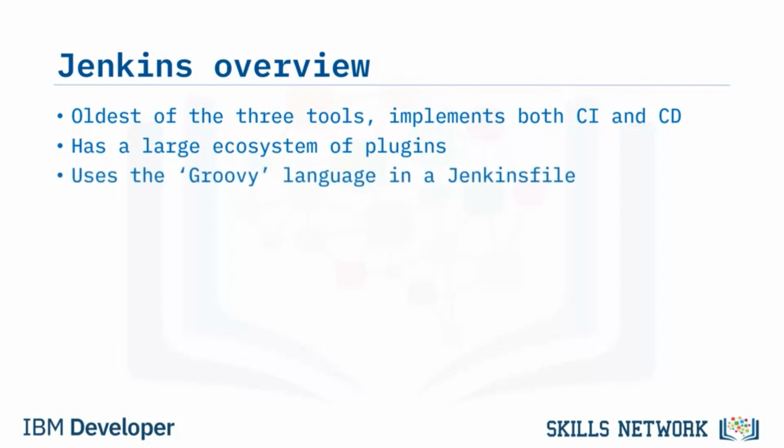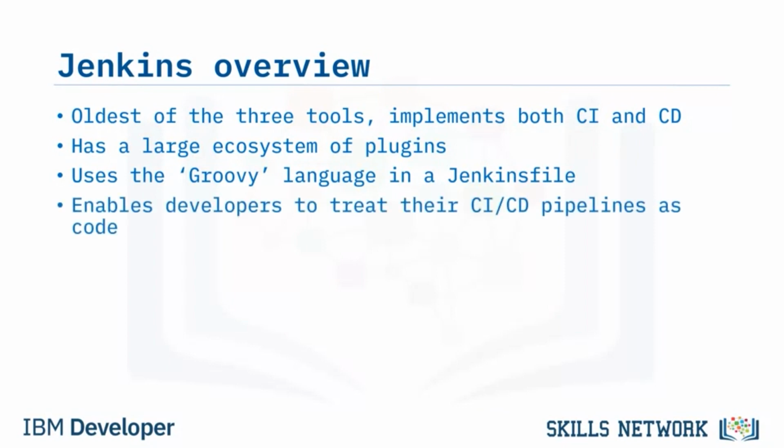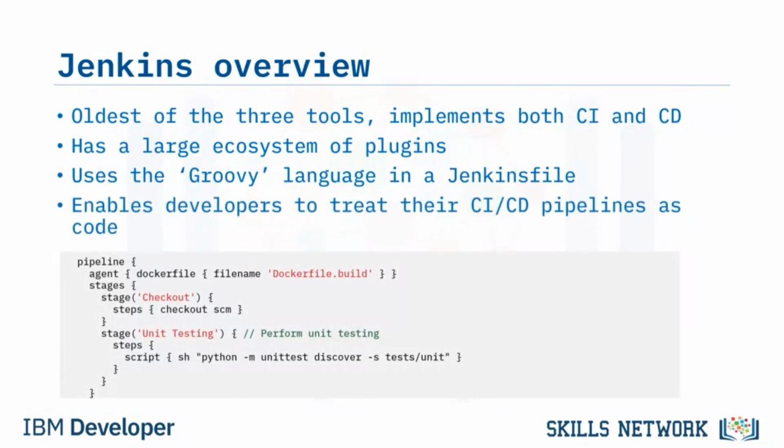It describes a CI pipeline using the Groovy language in a Jenkins file. This requires users to understand a bit of Groovy to use it. The Jenkins file enables developers to treat their CI/CD pipelines as code, as you can see in this short example. It describes a simple pipeline with 2 stages to check out and test the code.